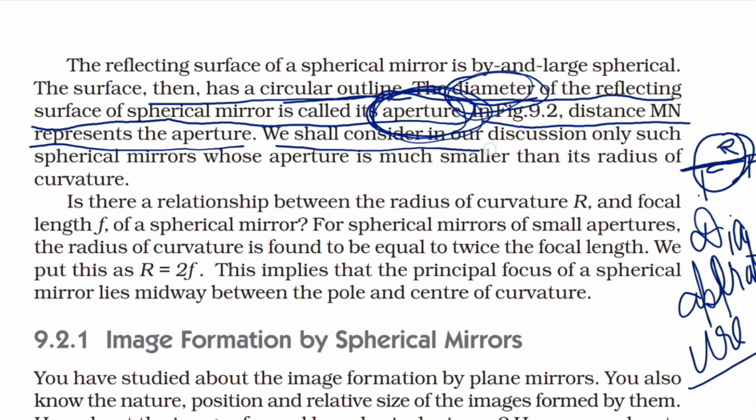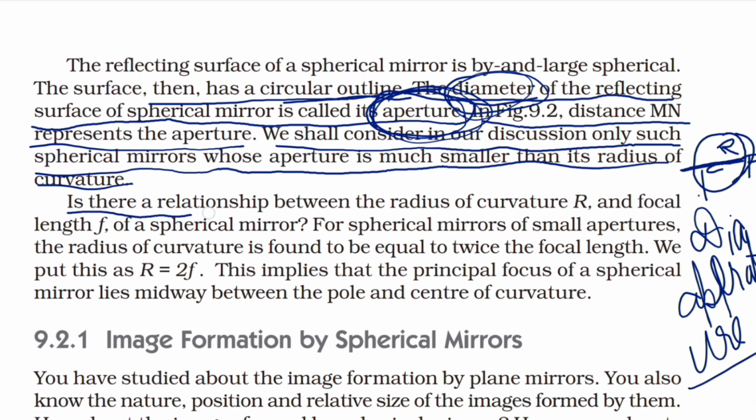We shall consider in our discussion only such spherical mirrors whose aperture is much smaller than the radius of curvature. Here we will study about aperture. It is quite normal. Is there a relationship between the radius of curvature R and the focal length f of a spherical mirror?